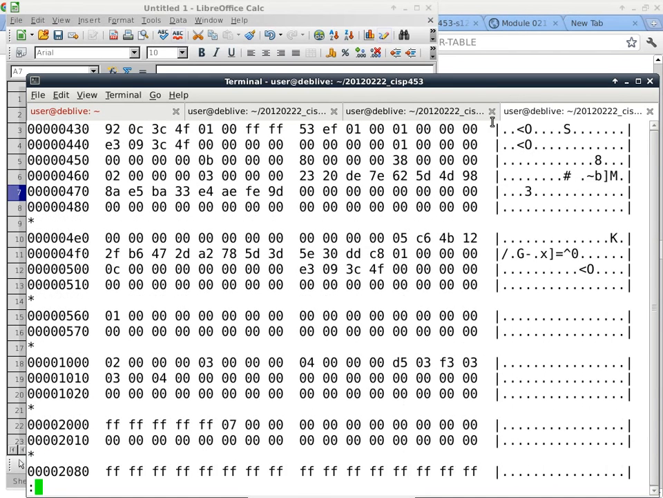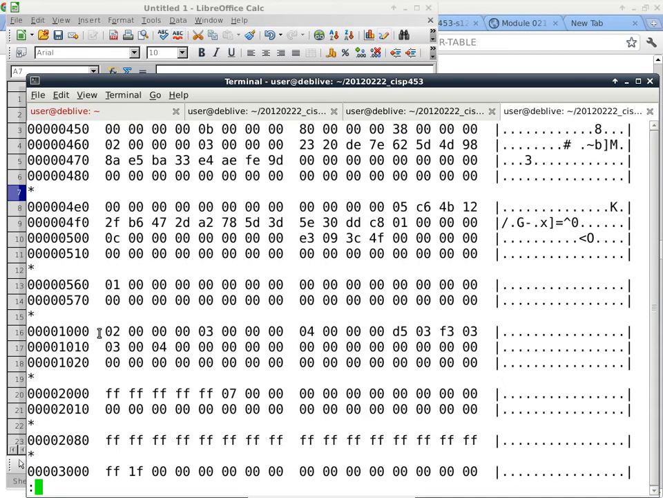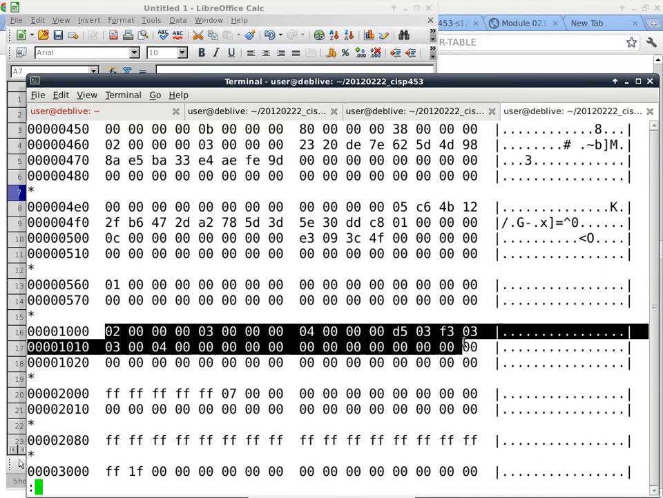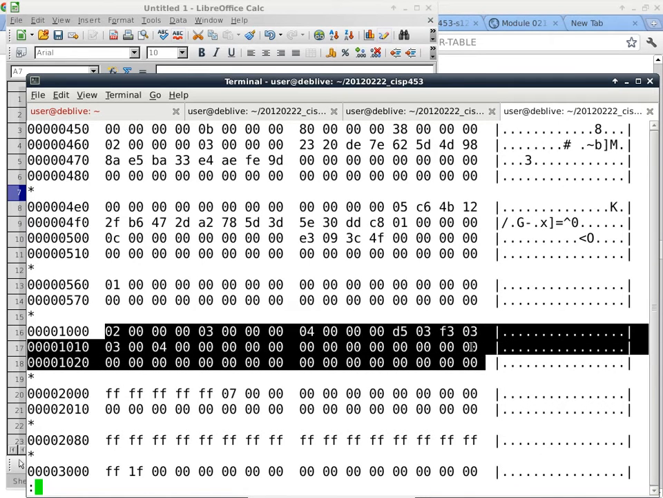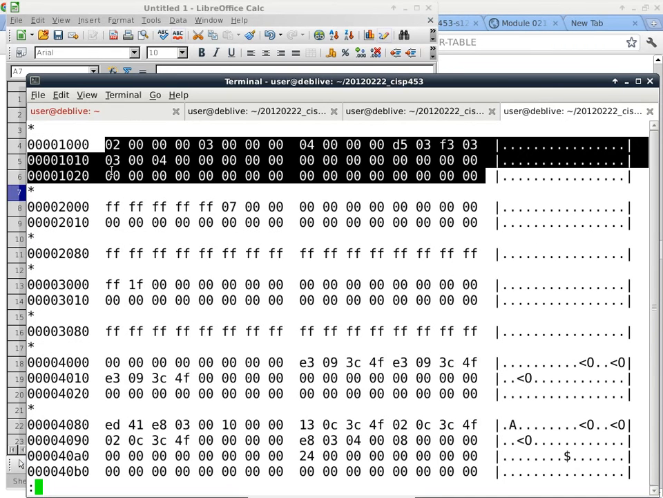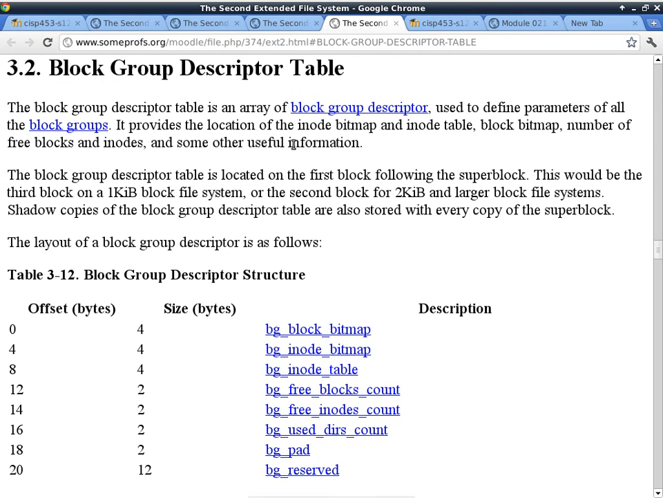Okay, so we are going to shift to here. This is the beginning of our block group descriptor table. Let's highlight this portion here, and then we'll read the notes a little bit more, or read the documentation of extension 2 a little bit more.